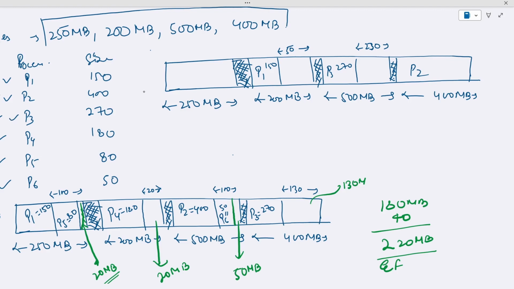P4 needs 180. Start from the starting. 250, 180. We can put this process here, but we are not going to put it here because it's very far. It's not close.